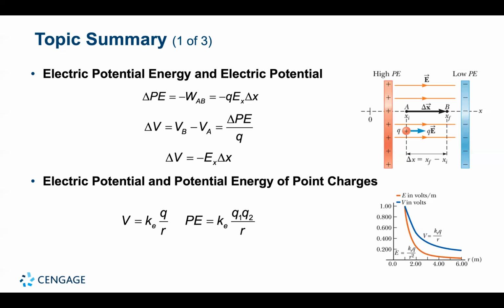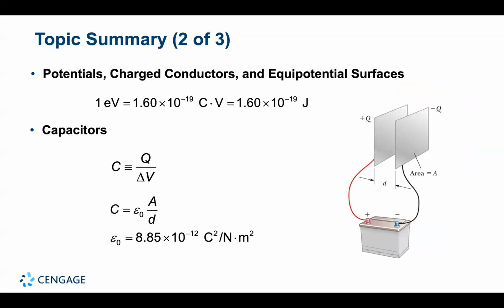The electric potential and potential energy of point charges: the electric potential due to a point charge Q at distance R from the point charge is given here. The electric potential energy of a pair of point charges separated by a distance R is given in the second equation. These equations can be used in the solution of conservation of energy problems and in the work-energy theorem. For charged conductors and equipotential surfaces, every point on the surface of a charged conductor in electrostatic equilibrium is at the same potential. Further, the potential is constant everywhere inside the conductor and equals its value on the surface. The electron volt is defined as the energy that an electron or proton gains when accelerated through a potential difference of 1 volt. Conversion between electron volts and joules is shown here.